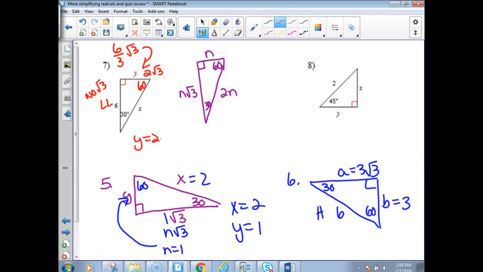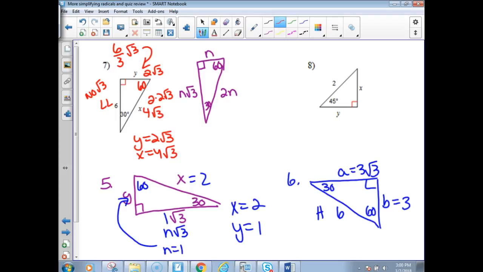Do you know where I was reading from? You have to be able to go there and find which one to look at and follow what it says. Now, once you know the short leg is 2 root 3, you multiply it by 2 to get the hypotenuse. 2 times 2, that's going to be 4 root 3.